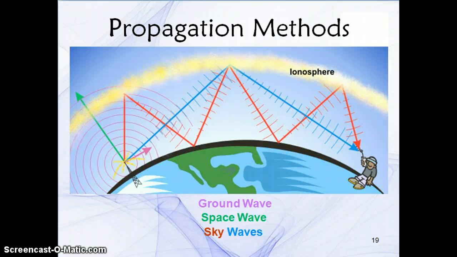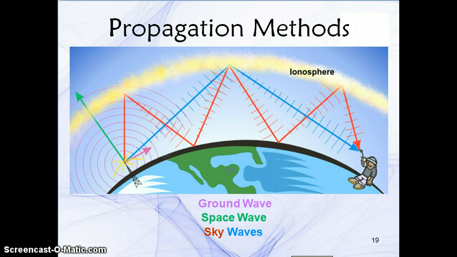We also have a sky wave or ionospheric wave. That would be the red and blue arrows. They're high frequency. They're refracted, or bent back to the Earth's surface, by the ionized layers in the ionosphere, and they can bounce for many thousands of miles depending upon the atmospheric conditions.